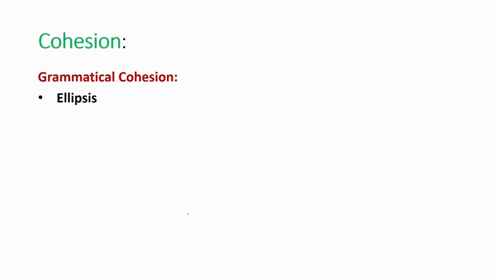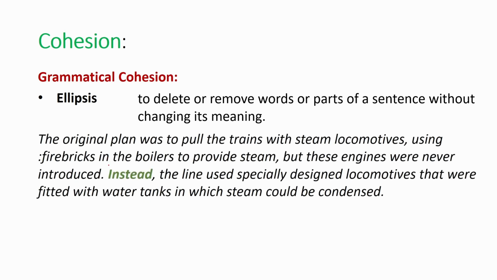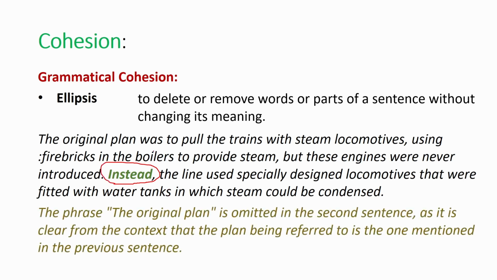So next part we have ellipsis or deletion. It simply means to delete or remove words or parts of a sentence without changing its meaning. Another example, you can read it for yourself. All right, here we have the word instead. The phrase the original plan is omitted, is deleted in this part, as it is clear from the context that the plan being referred to is the one mentioned in the previous sentence. So instead of repeating the phrase the original plan, the writer simply used instead.